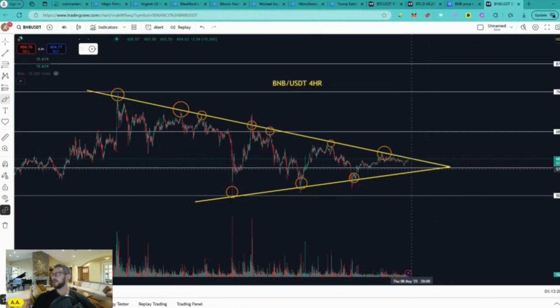If we see a break to the downside, you might want to consider opening a short position with a stop loss somewhere inside the triangle pattern just in case the price action fakes out. If we see a break to the upside, we are going to open a long position with a stop loss somewhere inside the triangle pattern again just in case the price action decides to fake out. If you're a beginner, I suggest that you focus on opening a long position, right? Because shorting can be very, very risky.